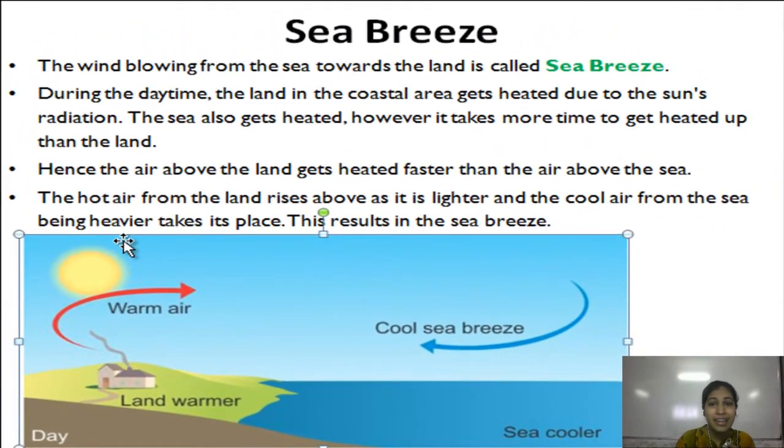During the daytime, the land in the coastal areas gets heated due to the sun's radiation. The sea also gets heated, however, it takes more time to get heated up than the land. Hence, the air above the land gets heated faster than the air above the sea. The hot air from the land rises above as it is lighter, and the cool air from the sea, being heavier, takes its place. So this results in sea breeze.